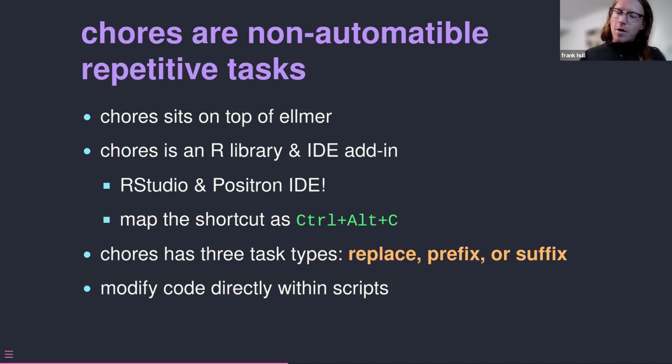There are three different types of chores: a replacement chore, a prefix, and a suffix. I've looked around and I'm not sure if any suffix chores exist yet, so that's a challenge for everyone on this call. I think there are quite a few replacement chores. That's what ggpal2 is: you highlight code or some natural language and it replaces it.